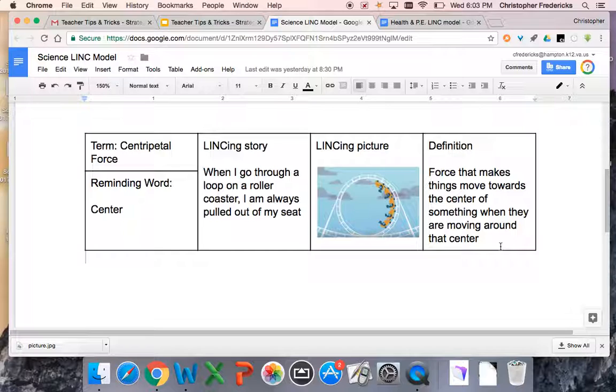So again, for some of these words that are really specific to the content and maybe brand new to the students, you may need to guide them a little bit more explicitly, whereas for other words that they can relate to their vocabulary banks, it may be easier or more appropriate to have them engage with it a little bit more independently.